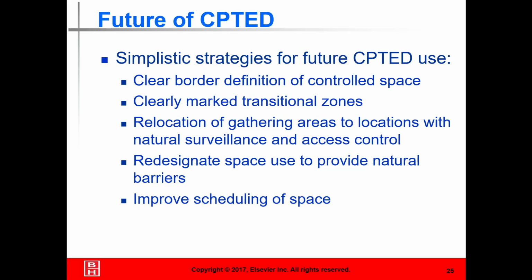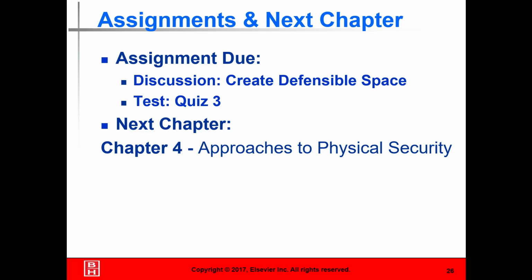Future: clear border definitions of controlled space, clearly marked transitional zones, relocation of gathering areas, redesignated space, and improved scheduling, right? So the first couple of these are all about planning. How can I better plan what's going to happen so I can see what's going on? If I can clearly mark stuff, it just makes more sense. Improve scheduling. Don't put people in danger. Make sure there's someone there to help. All right. That was it for chapter 3.